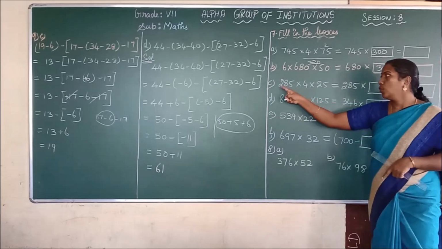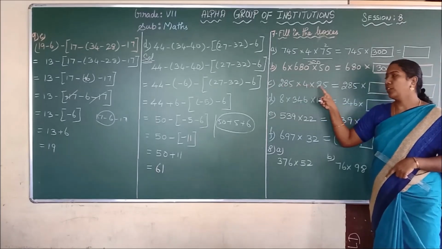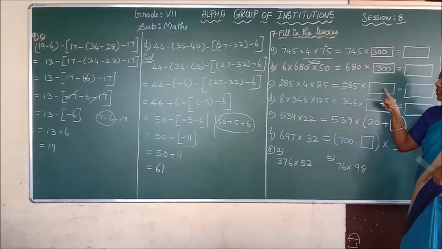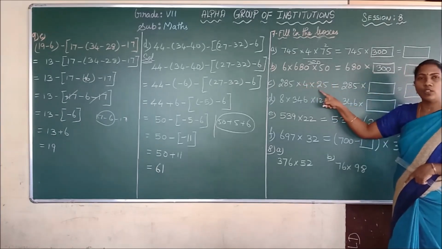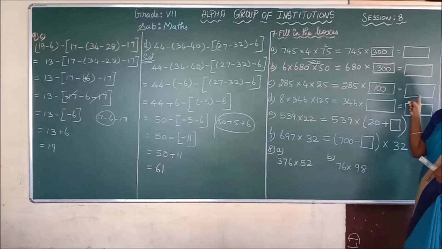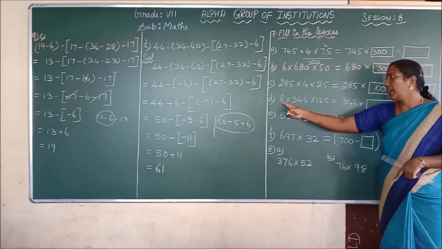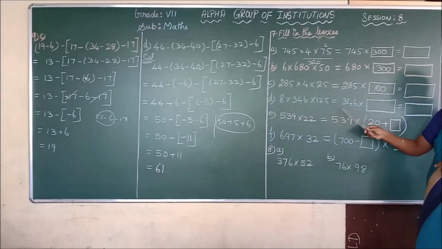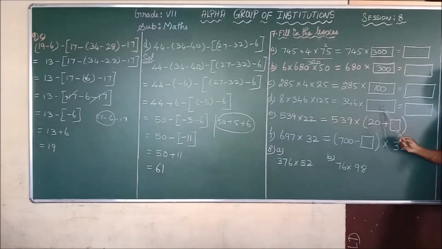See the next one. 285 into 4 into 25 which is equal to 283 into, they give you a box. Here you have to multiply 4 with 25. What is your answer? It's very good, 100. Next you have to multiply another answer. Then 8 into 346 into 145 which is equal to 346 into box they have given.